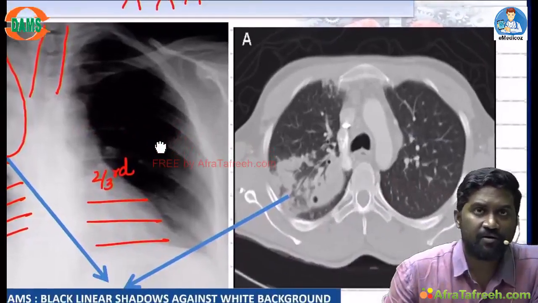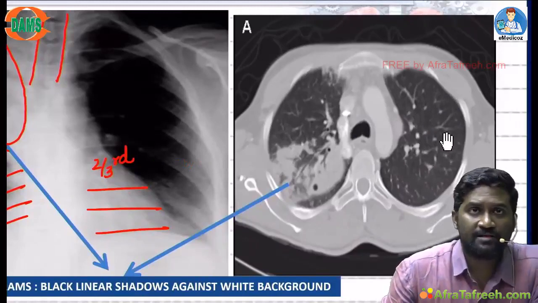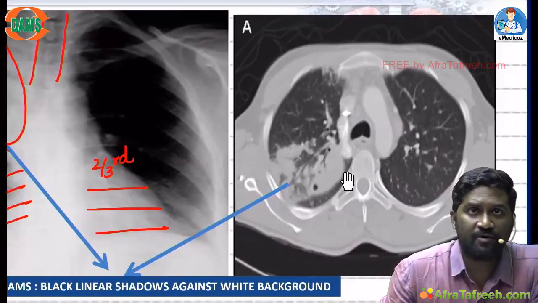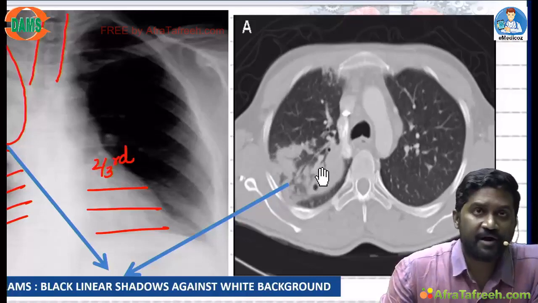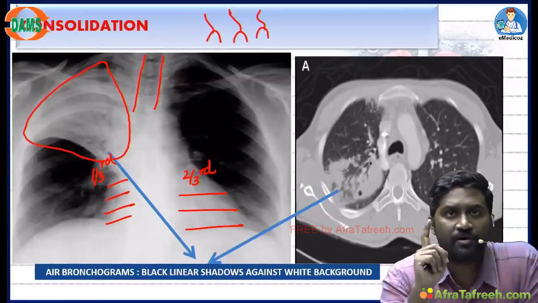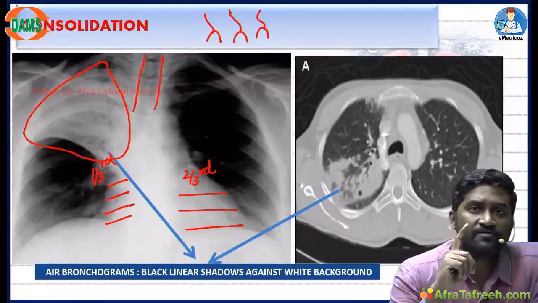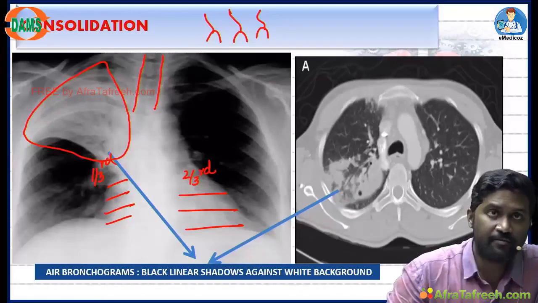Same thing you can also see on a CT chest. So this is the normal healthy lung. This is the diseased lung. All these whitish areas are nothing but alveoli filled with secretion. And against this whitish background, can you see branched airways here? Can you see branched bronchi? This is nothing but air bronchogram. To call it consolidation, no significant mediastinal shift, and you should be able to identify those air bronchograms.